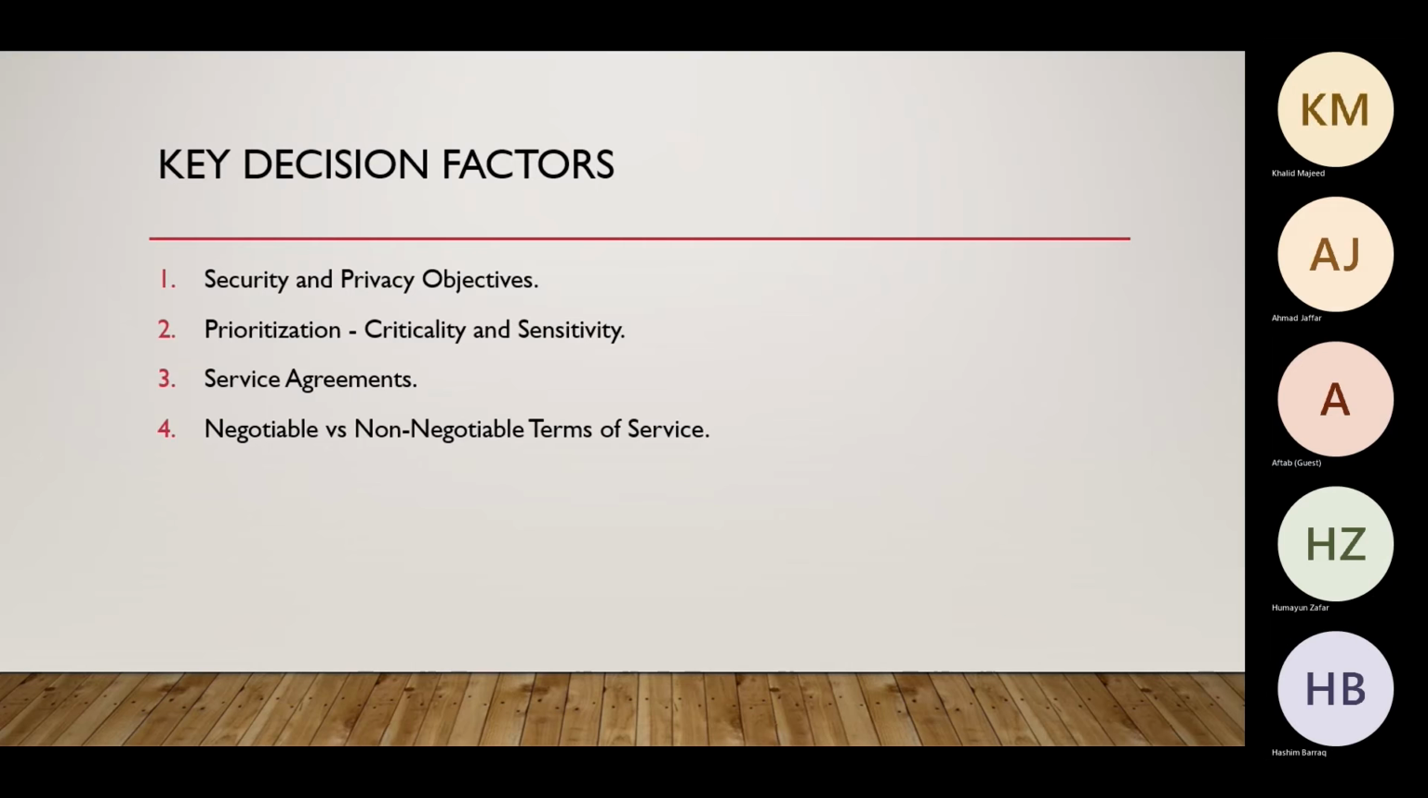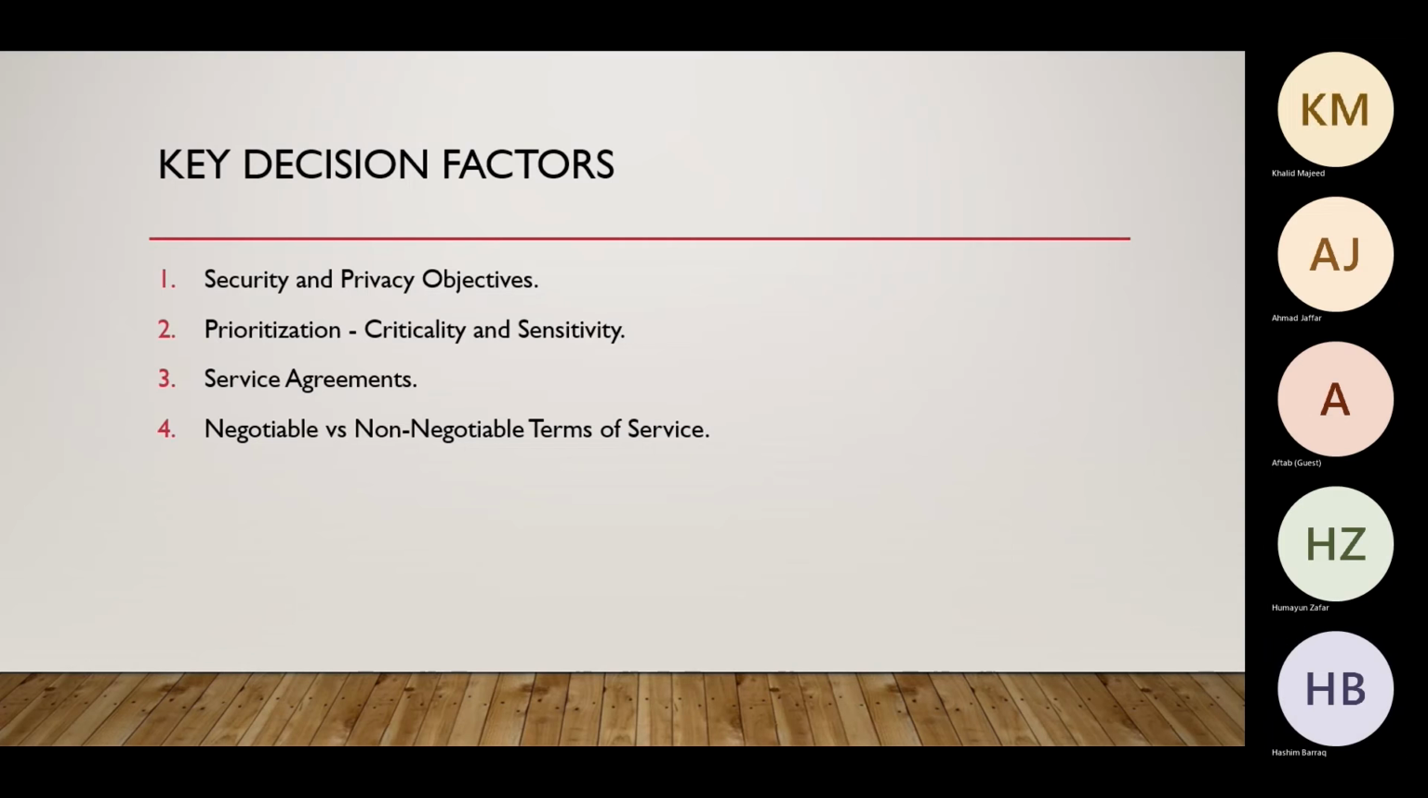And based on these, there are a couple of decision factors. If you are choosing public cloud, what are some of the areas that you can pay close attention to and increase your security and privacy protection? So the first thing is what are the organization's or the consumer's own security and privacy objectives? For example, if you are a government organization that collects citizens' data, your security and privacy objectives are at a whole different level compared to any other organization. Or if you're an organization that deals with confidential data, your security and privacy objectives will be completely different compared to somebody else.